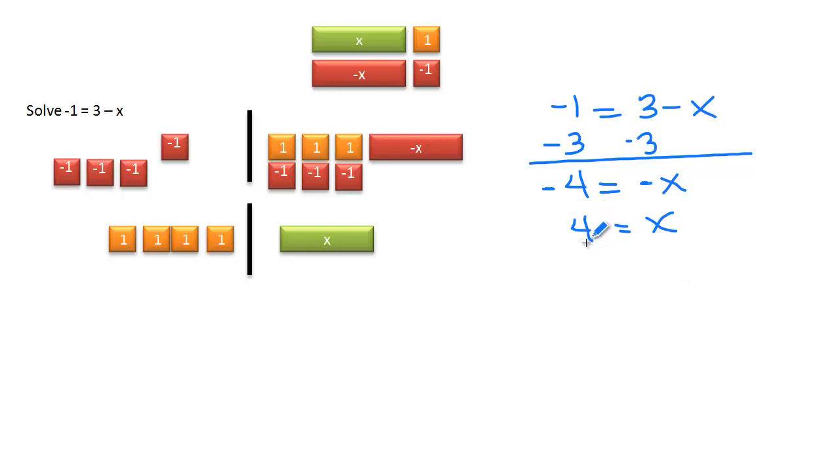And if you prefer to have your variables on the left-hand side of the equation, there's nothing wrong with switching that. X is equal to a positive 4.